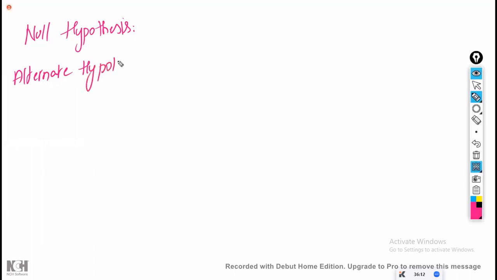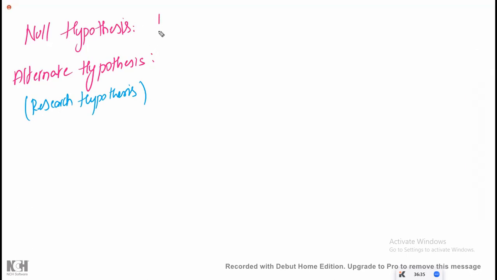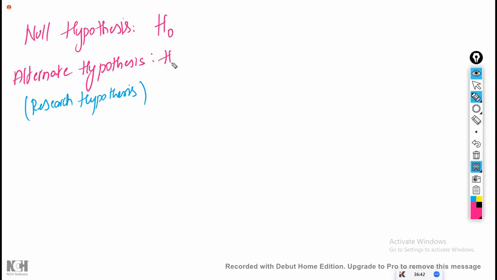The alternate hypothesis is also called the research hypothesis. Now, null hypothesis and alternate hypothesis. What is meant by null hypothesis? The null hypothesis is denoted by H naught. The alternate hypothesis is denoted by H1 or HA.